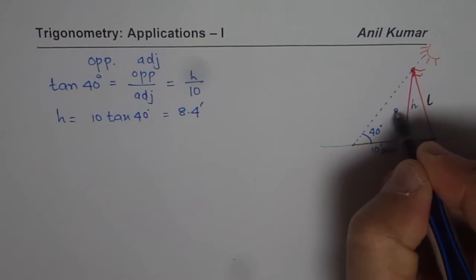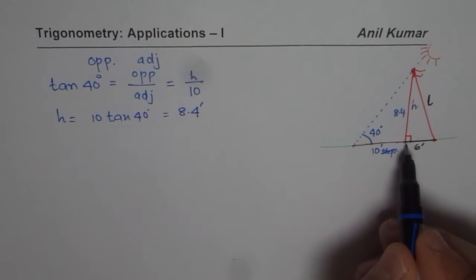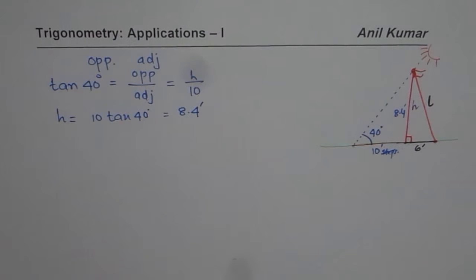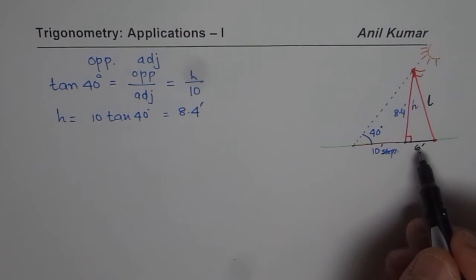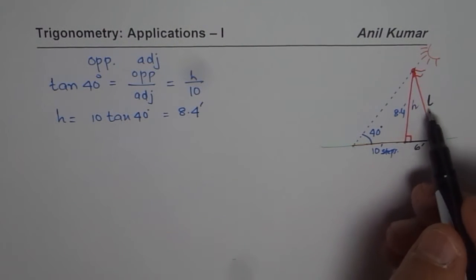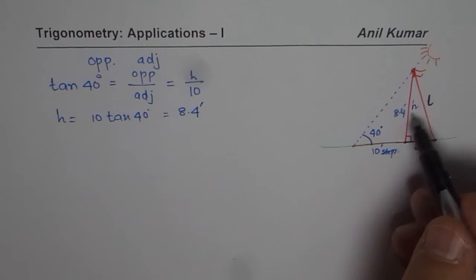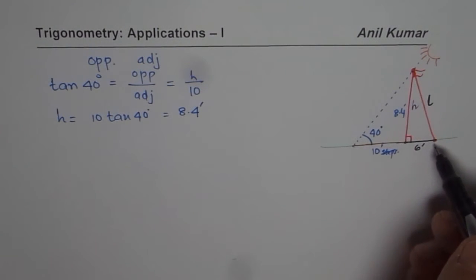So h is 8.4 for us, and we know this is 6 feet, so we can find the length of the support also. How can we find it? Okay, so the length of the support you could find either using Pythagorean theorem or trigonometry, right? So in this particular case, it is better to use Pythagorean theorem, right?